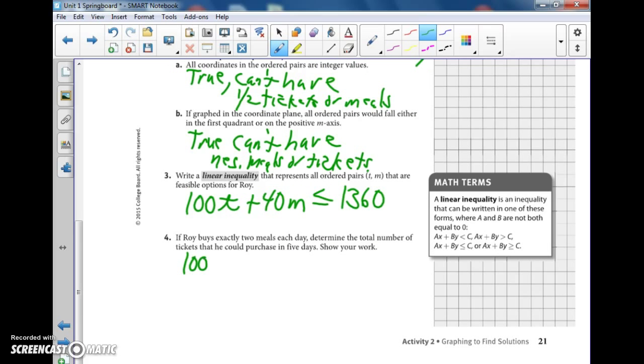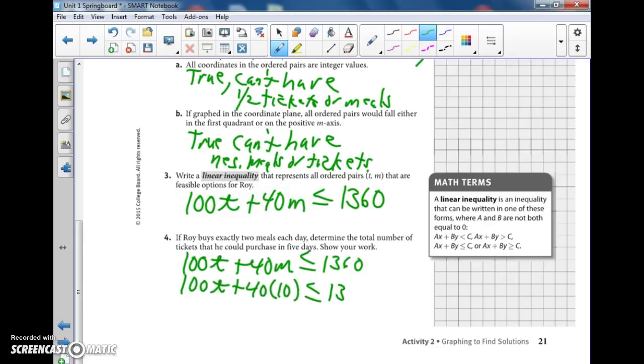So on this one you got this, and this, and this, right? Now let me ask you this. He buys 2 meals each day, and how many days is he there? 5. So how many meals would he buy? 10. So your job is to take 10 and substitute it for M, and then solve this inequality. Okay, when you solve this, T is less than or equal to 9.6, and therefore the answer is 9 tickets. There you go. Good job.